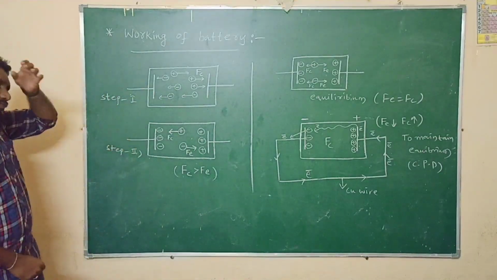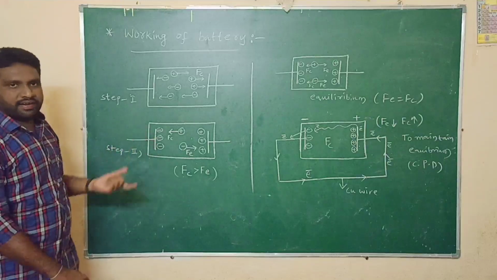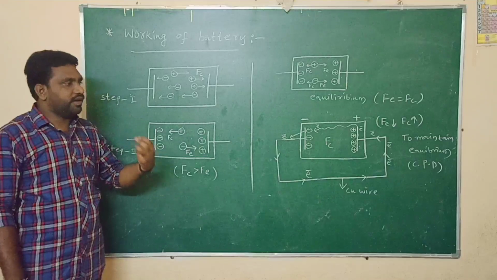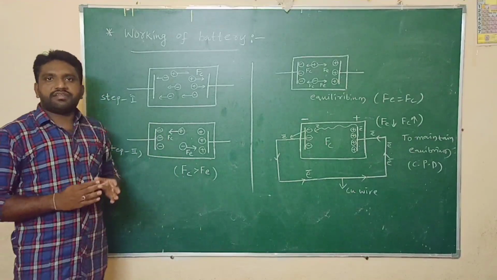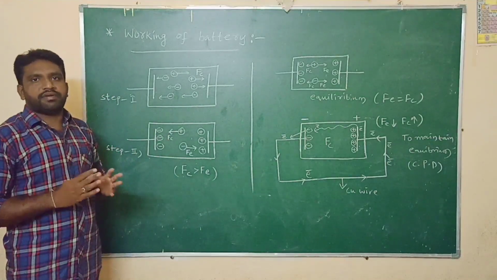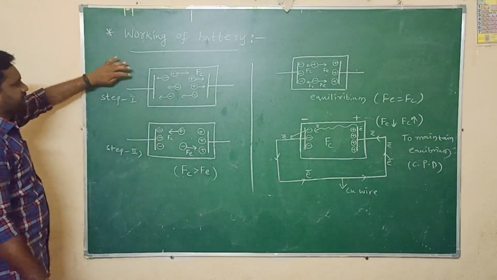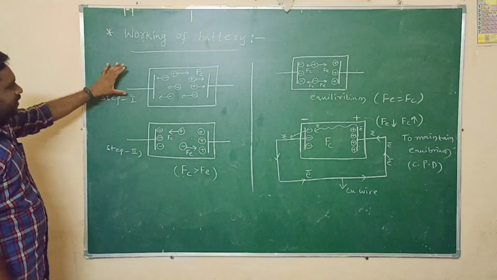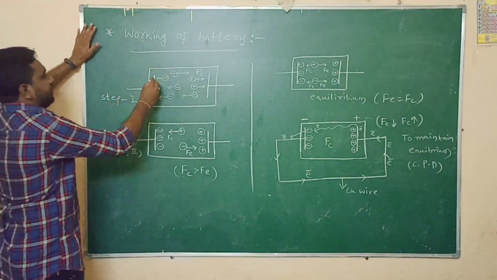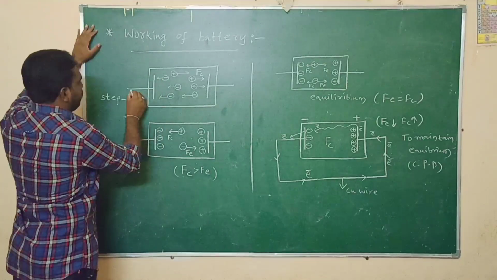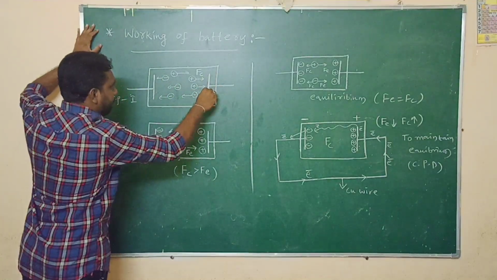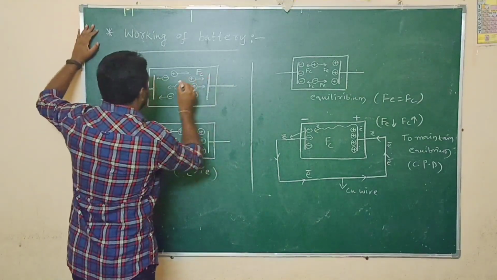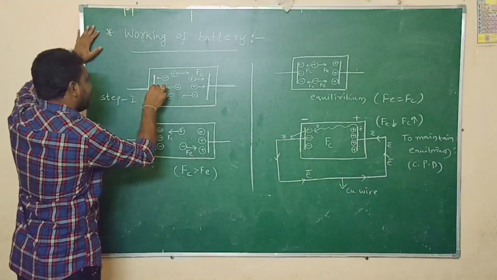First of all, any cell or battery contains three important components. What are the three basic components here? First, observe this first diagram. This is the normal diagram of a cell or battery. These two lines represent the metal plates, which are also known as electrodes.